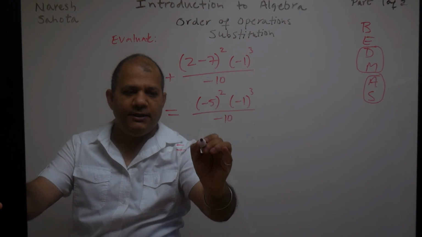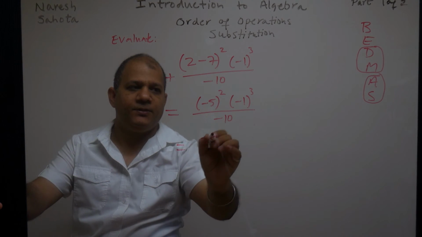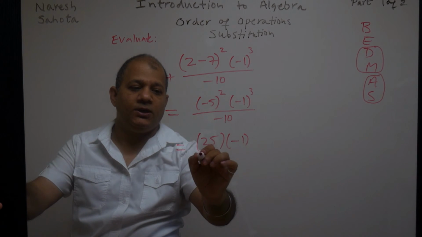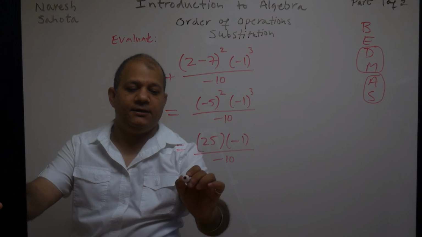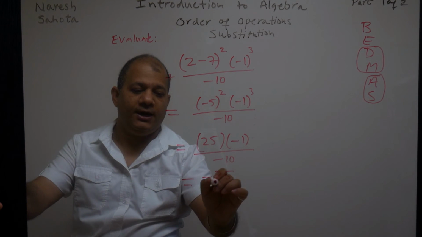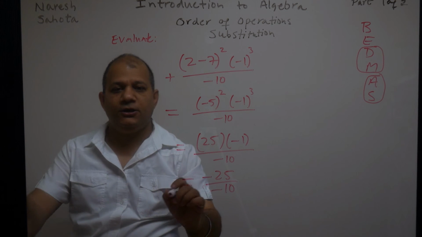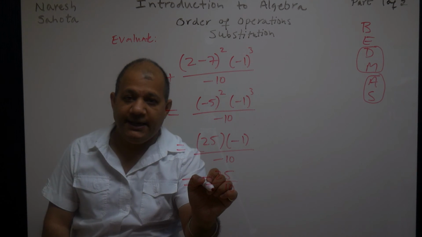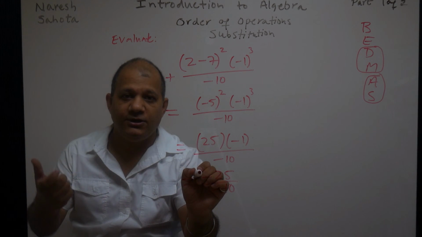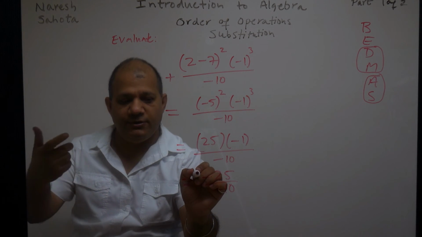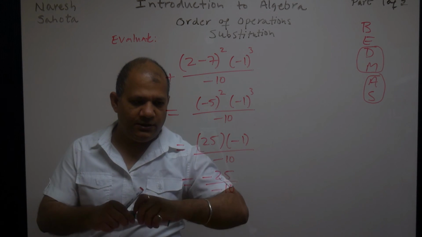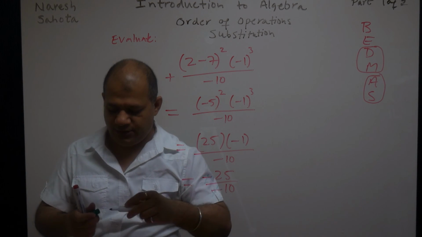Now negative 5 squared, that becomes positive 25, and then negative 1 cubed becomes negative 1, and all over we have negative 10. So simplify that. So 25 times negative 1 is negative 25, all over negative 10. So now negative divided by negative is going to be positive, right? We learned that earlier. When you multiply two negatives, you get a positive. And the same thing, when you divide a negative by a negative, you get positive. So I'll show that in a different color, that the negatives actually cancel each other out.